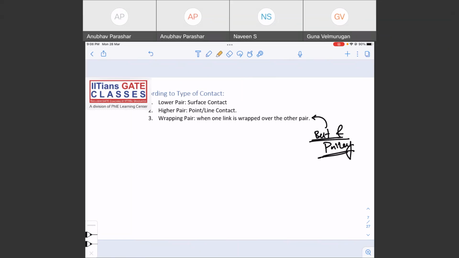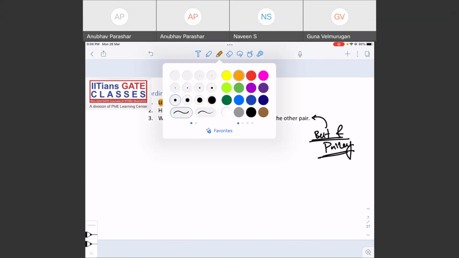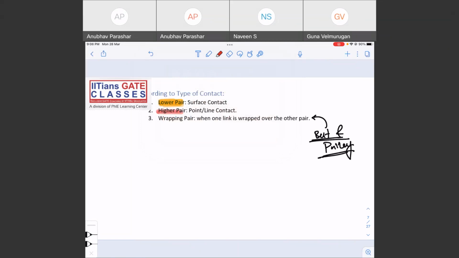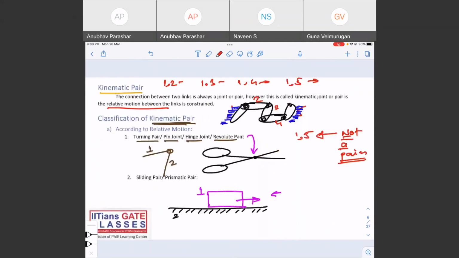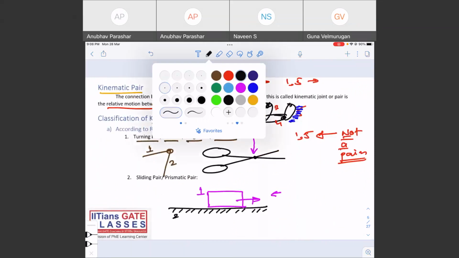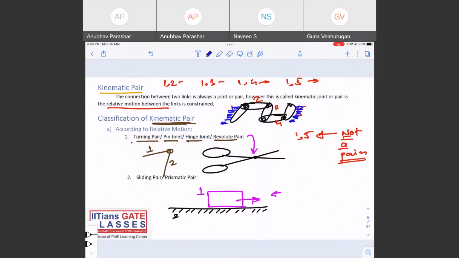So what is lower pair? Lower pairs are those pairs which have surface contact, right? And what is higher pair? Higher pairs are those pairs which have point or line contact. Okay, so let us try to classify here. Tell me first, what kind of pair is this one? First one, turning pair. Is it a lower pair or higher pair? What do you think?